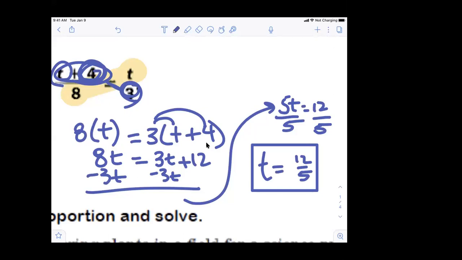We don't often get fractions or decimals, but it's okay if we do. I like to put an example of one in here just so you can see that it's okay that it happens. Okay, any questions so far?